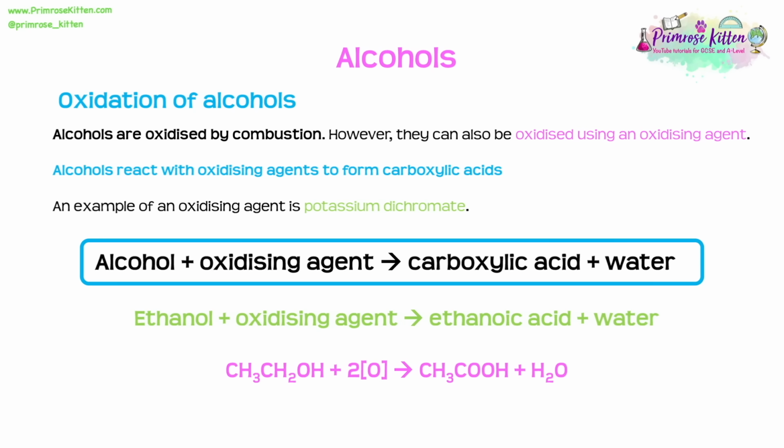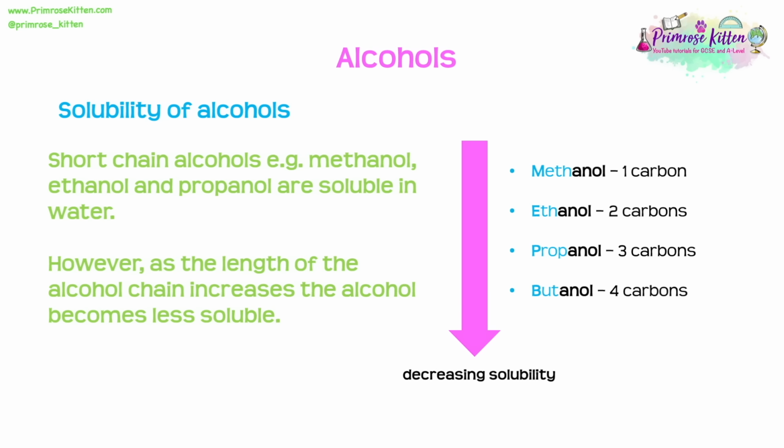So this is our general equation here. Alcohol plus an oxidizing agent makes a carboxylic acid and water. If we look at a specific example, if we had ethanol plus an oxidizing agent, we would make ethanoic acid plus water. Looking at the balanced equation here, you can see that when it comes to writing an oxidizing agent, we just use a square brackets O. That's important that we know that that represents our oxidizing agent.